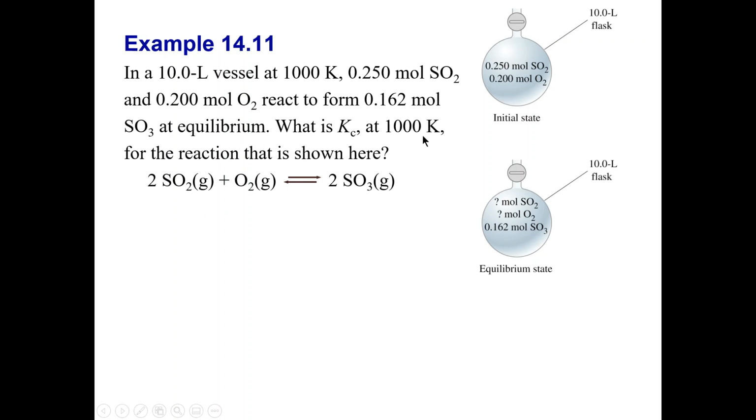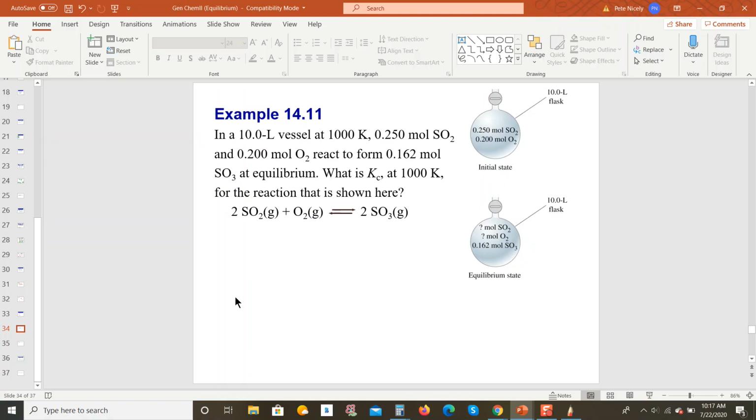Let me just say from the outset that the 1000 Kelvin here doesn't really matter, because it is basically giving you the temperature conditions for the reaction, but it will not be involved in the calculations. Typically, when Kc expressions or Kc values are given, they provide a temperature just to reiterate the point that the Kc value is dependent on the temperature. So once the temperature is fixed, the Kc value remains the same.